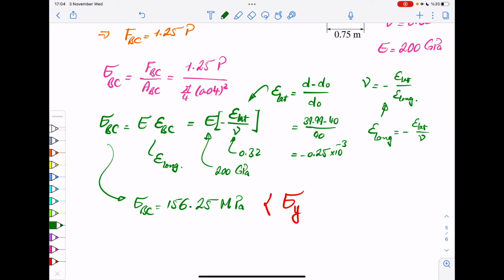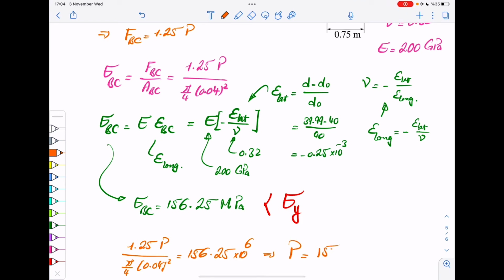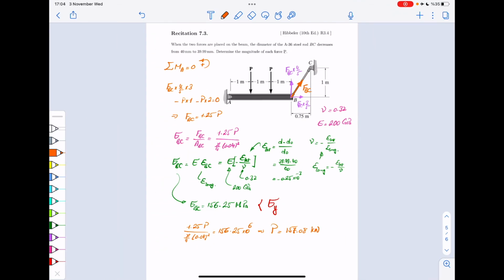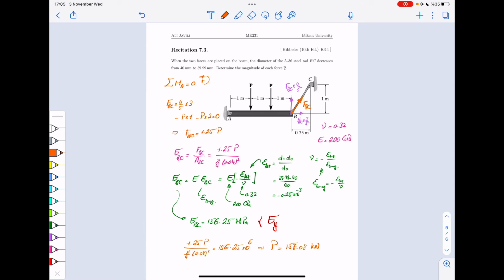So you would simply say 1.25P divided by pi over 4 times 0.04 squared. That's the stress from the first equation, and it is 156.25 megapascal, so 10 to the power 6. And from that, you can calculate P to be 157.08 kilonewtons. Okay? So you can just calculate it. You have now all the equations and unknowns that you require.